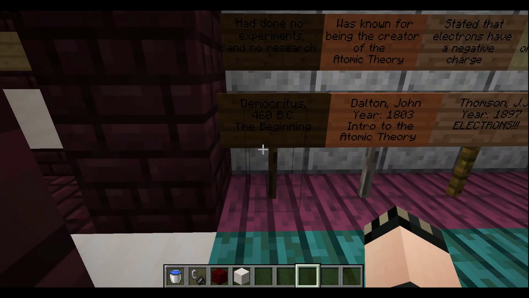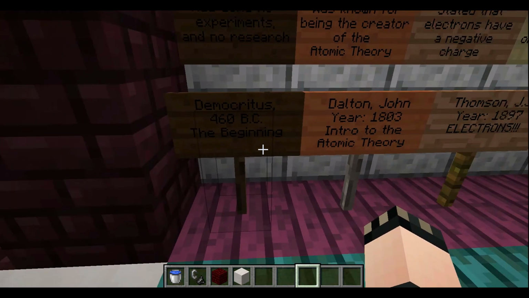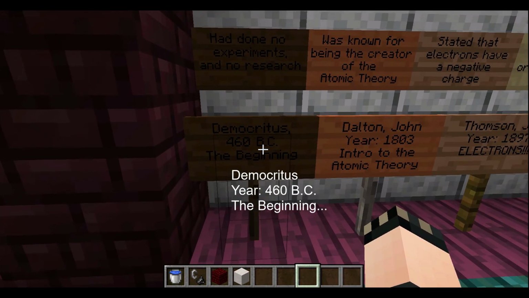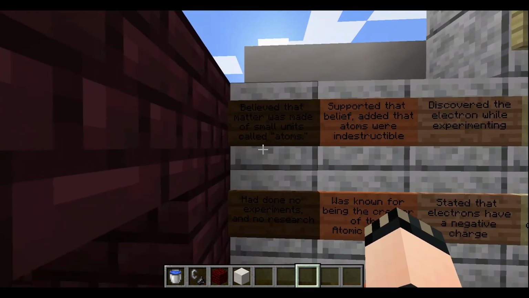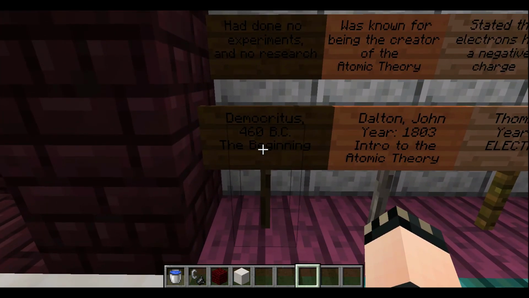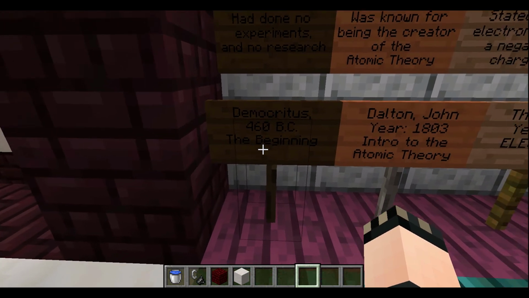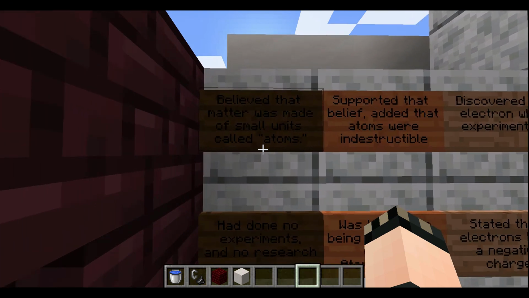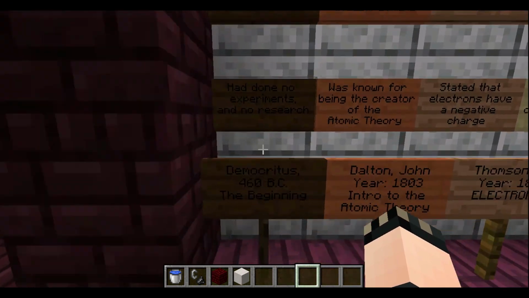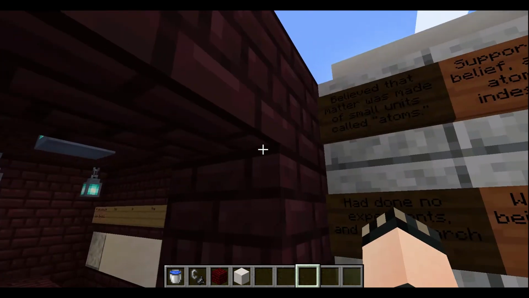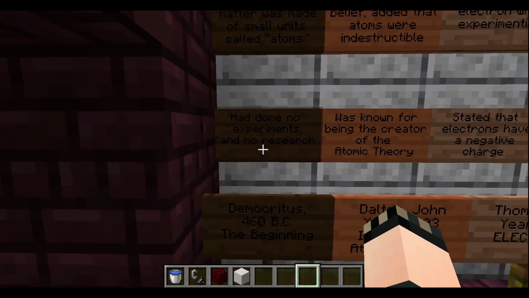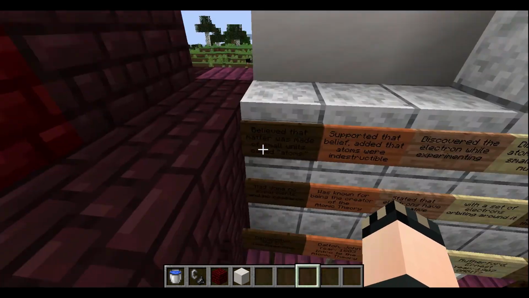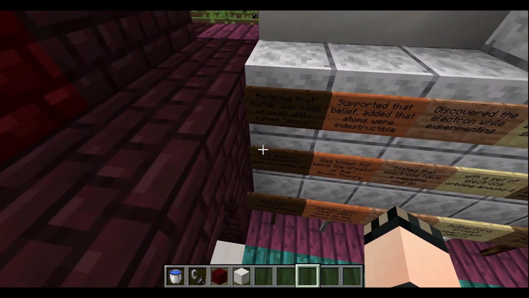Anyways, so starting off, the beginning. Democritus, 460 BC. So, many years ago. Too many years ago. Democritus believed that matter was made of small units called atoms. But he had no resources to do any experiments and no research. So, he couldn't prove that atoms did exist.